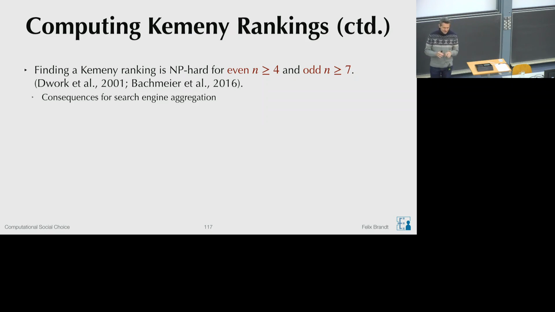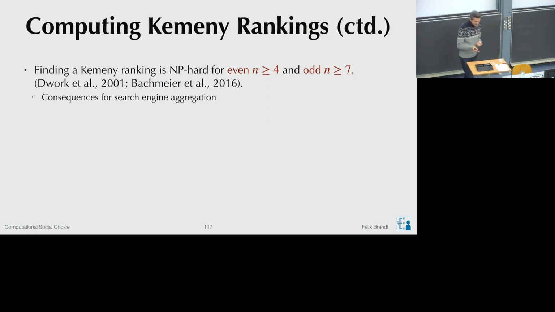You enter a search term in a search engine and then you get a ranking of websites, and you maybe have 3 different search engines, and then you want to find a ranking that somehow summarizes these 3 rankings in one. You want to have a meta search engine which combines these rankings into one ranking. And the very natural approach to do so would be to use Kemeny's rule. It's a consensus ranking. So it's the ranking that agrees with the outputs of these 3 search engines the most.